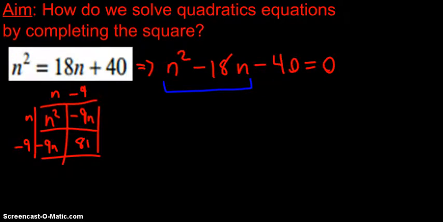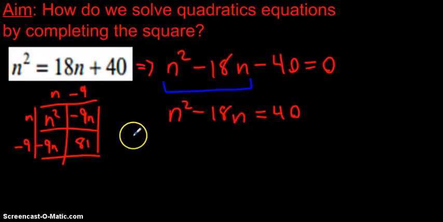Here's one of the other things we do when completing the square. We normally actually isolate this extra term on this side first. So we'll get n squared minus 18n is equal to 40. And now to complete the square, we have to add 81 here. But whatever we do to one side, we must do to the other. So we're going to add 81 here and here.